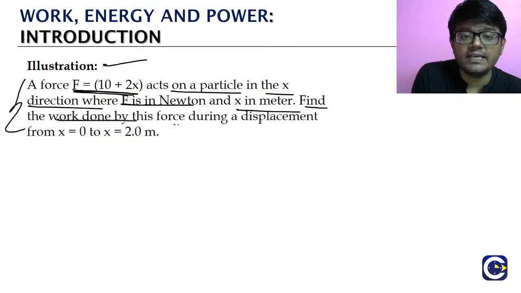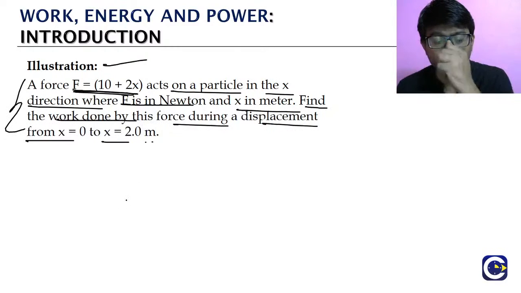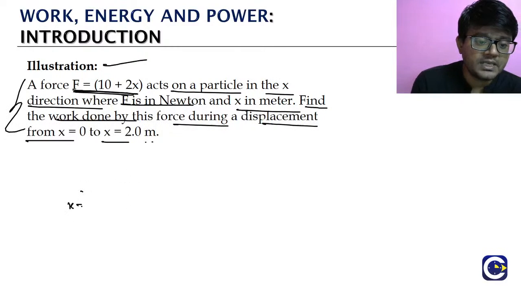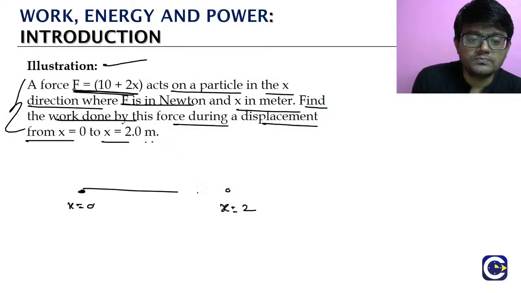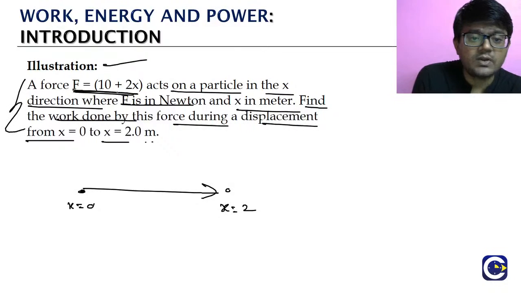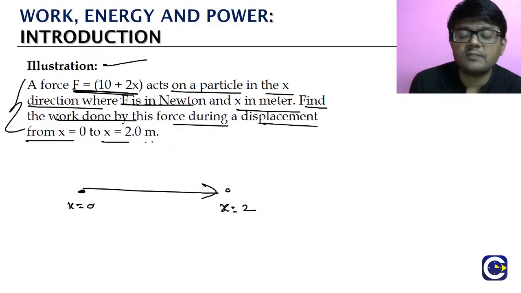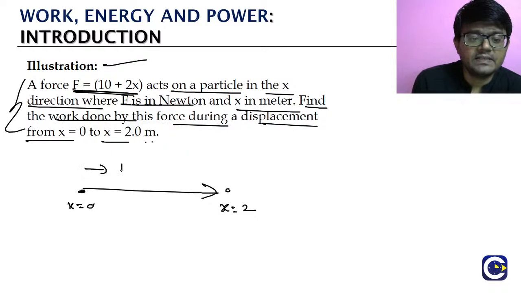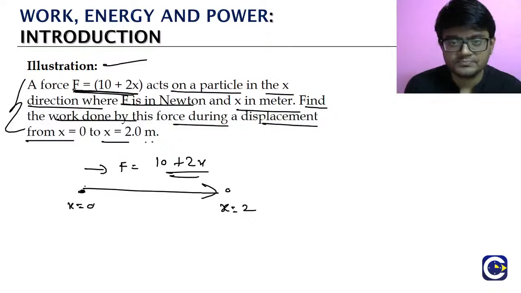Find the work done by this force during a displacement from x is equal to 0 to x is equal to 2 meter. இங்க என்ன பாருங்க, x is equal to 0 la irundhu we are moving up to x is equal to 2. Displacement எப்படி? It is along the x axis ஆனா. And look at the force. What is the force? 10 plus 2x. In the direction இருக்கா? It is in the x direction. Means force is also in the same direction.